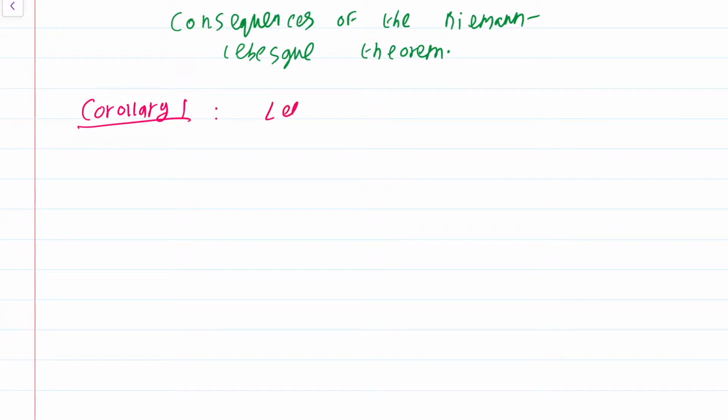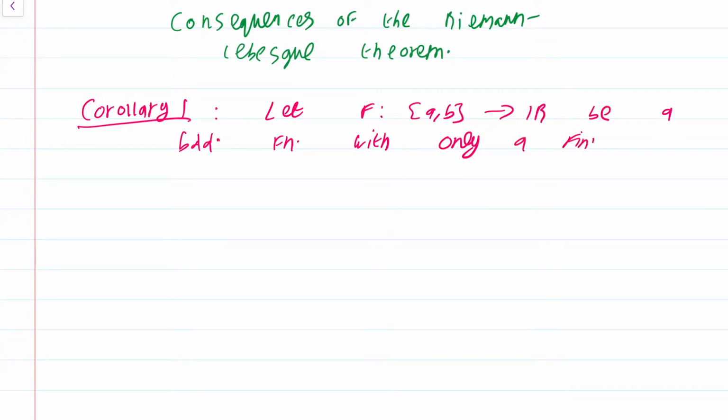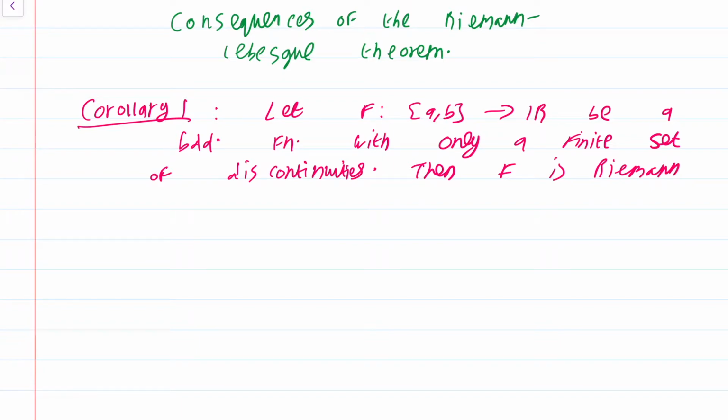Let f from [a, b] to R be a bounded function with only a finite set of discontinuities. Then f is Riemann integrable. This is because any finite set is of course a set of measure 0. So there's really nothing to prove. Corollary 2.